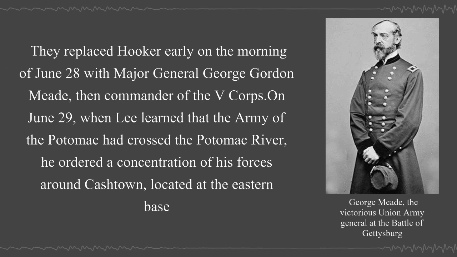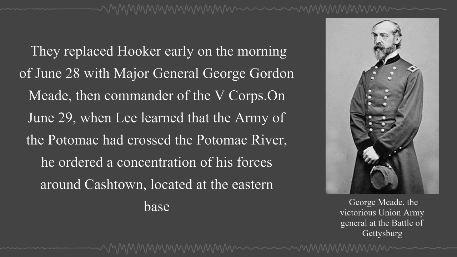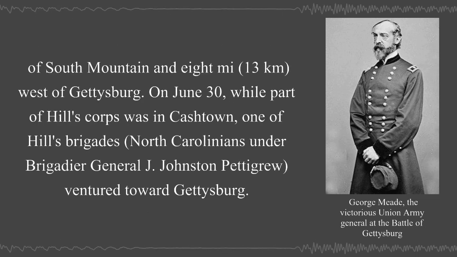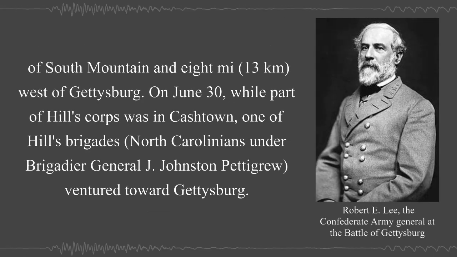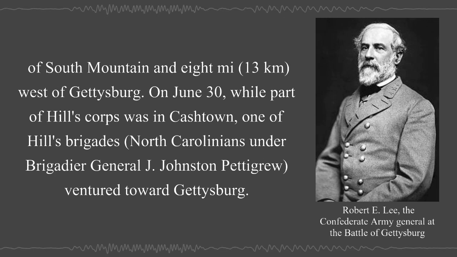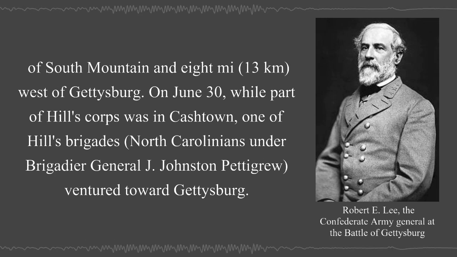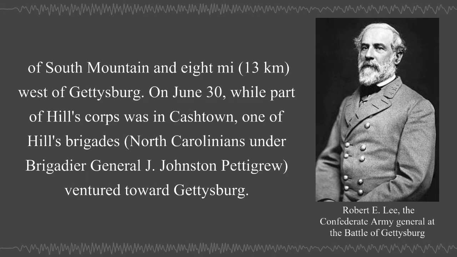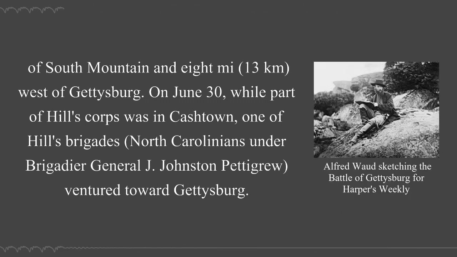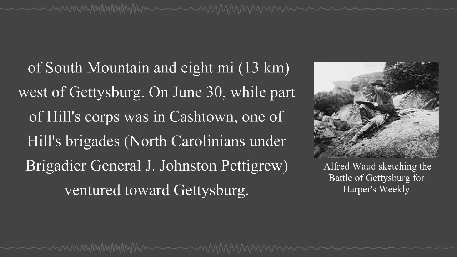ordered a concentration of his forces around Cashtown, located at the eastern base of South Mountain and 8 mi, 13 km, west of Gettysburg. On June 30, while part of Hill's corps was in Cashtown, one of Hill's brigades, North Carolinians under Brigadier General J. Johnston Pettigrew, ventured toward Gettysburg.